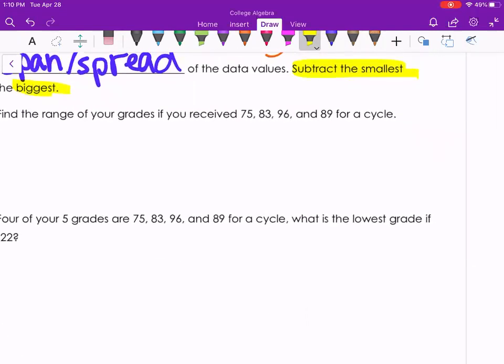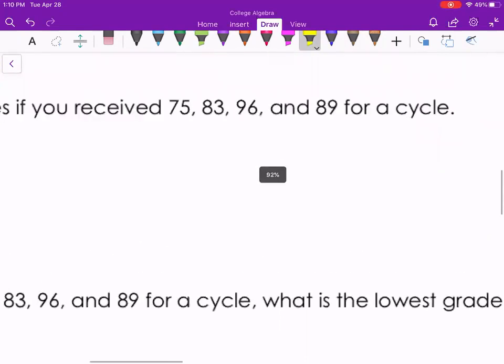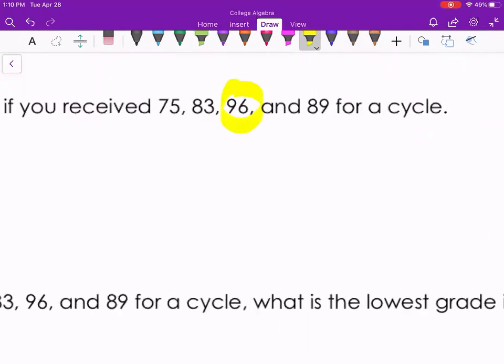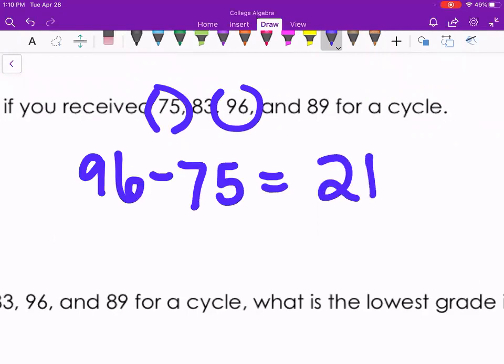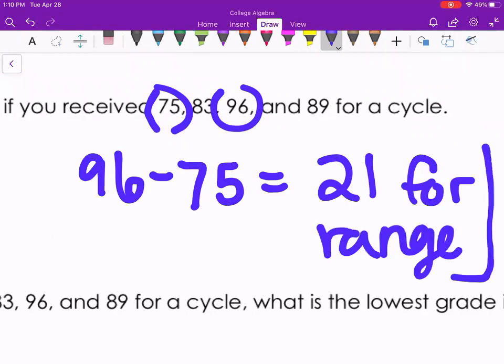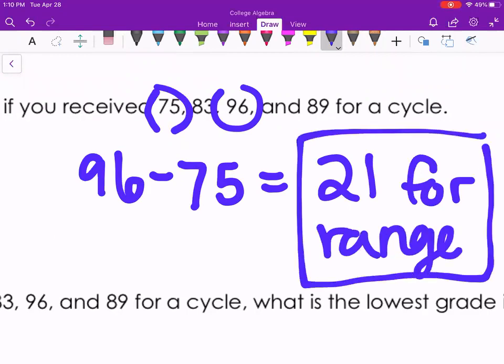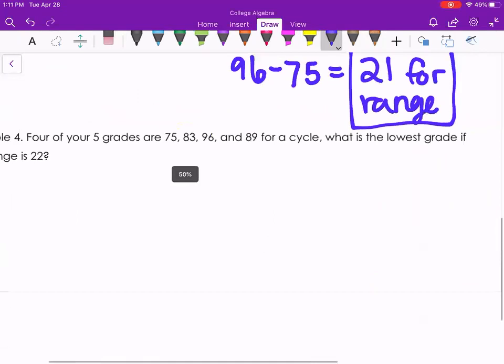So find the range of your grades if you received a 75, an 83, a 96, and an 89 for a cycle. So we need to figure out which one is the biggest. So 96, oops, sorry, still in highlighted. 96 is the biggest. 75 is our smallest, and we need to minus those. So 96 minus 75 means our range is a 21. So 21 for our range, which means between the biggest and the smallest, there is a span of 21 different numbers possible in there. So 21 for our range.